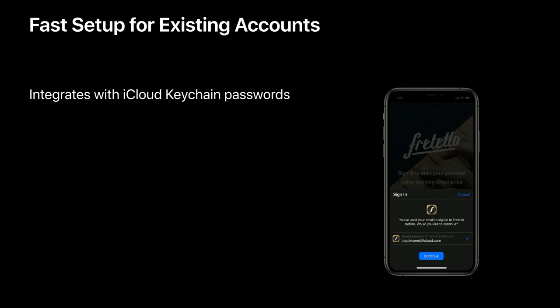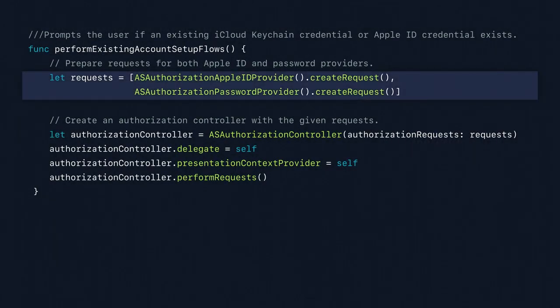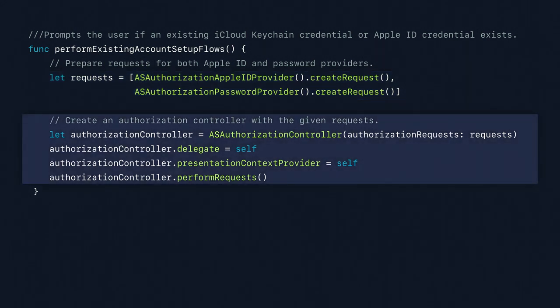For best user experience, your app should call into this startup function if it does not have an existing local account. So let's look at how easy it is to implement this. First, you initialize a request array with an Apple ID authorization request and an Apple ID password request. That's it. It's that simple. Pass the request array and perform the request.